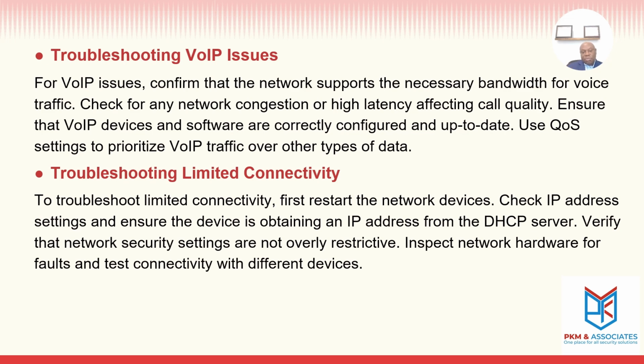Now you want to also move on to troubleshooting limited connectivity. So to troubleshoot limited connectivity, first start the network device. You want to check IP addresses and settings. You want to ensure the device is obtaining an IP address from the DHCP server. You want to verify that the network security settings are not over restricted. You want to inspect your network hardware for faults as well as test connectivity with different devices from there.